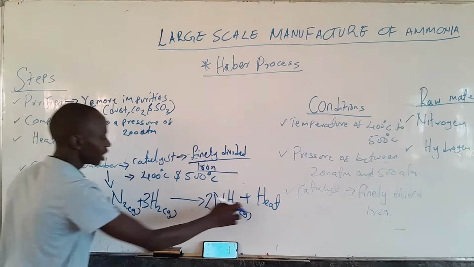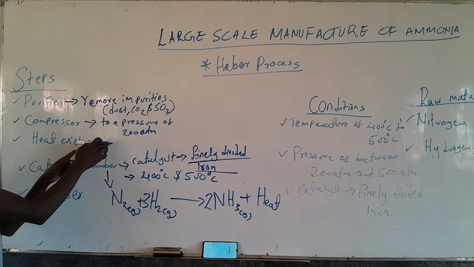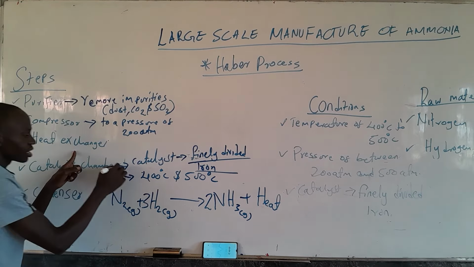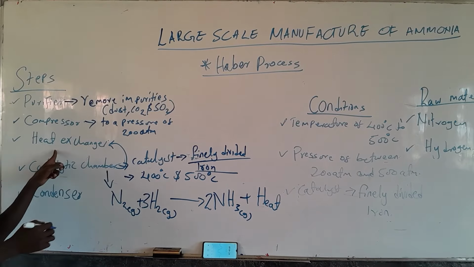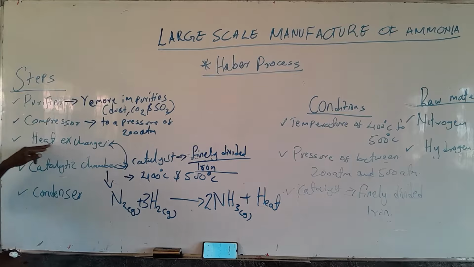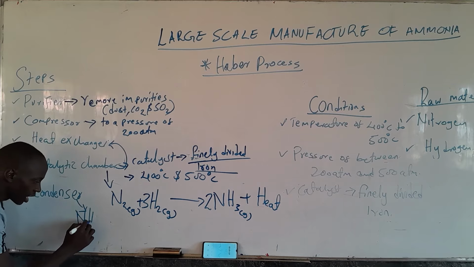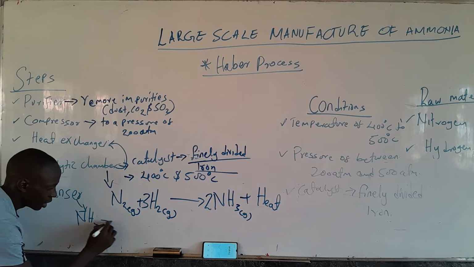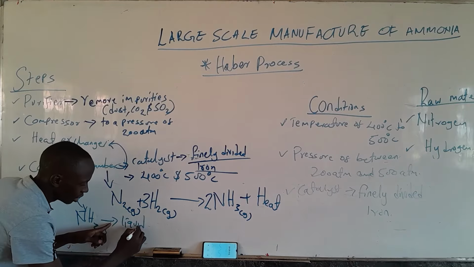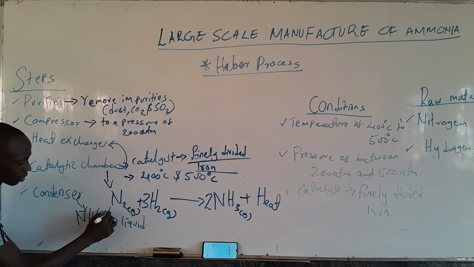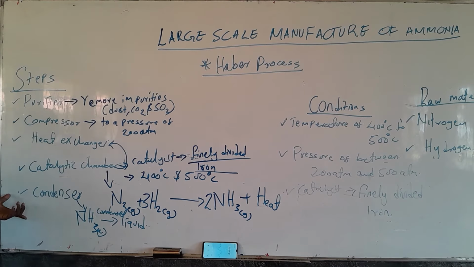The heat produced in the catalytic chamber is then removed in the heat exchanger. That is, the ammonia gas is pumped back to the heat exchanger where it is cooled. Then finally, it is pumped to the condenser where it is condensed to liquid so that it can be collected in storage tanks, whereas the unreacted gases are pumped back to the compressor.